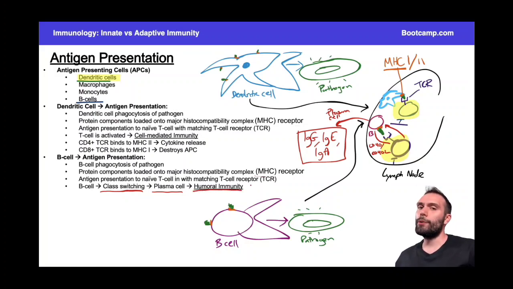When you actually class switch to IgG or IgA or IgE, that takes a while. That could take a few weeks potentially. And that's why we say adaptive immunity in general, adapting these memory immunoglobulins. IgG, you think of more as your memory immunoglobulin. It shows that you were previously exposed to that pathogen.